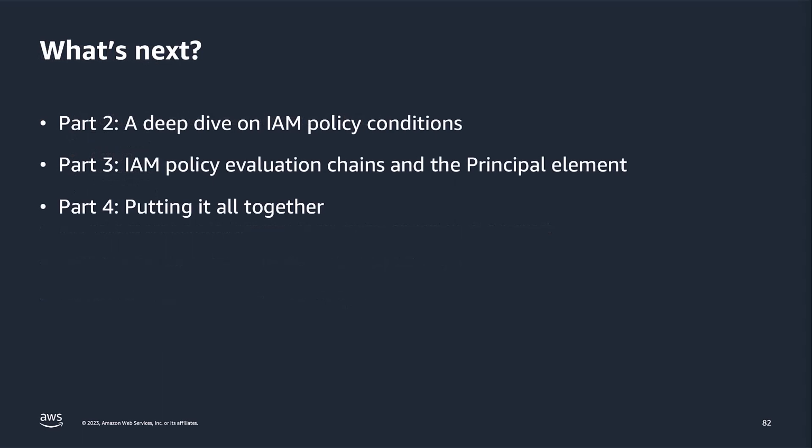So what's next? In part 2, we'll go deep on various policy conditions and talk about how and when to use them. Part 3 is our deep dive on the principal element, where we'll also introduce policy evaluation chains, which will help you understand how the different IAM policies factor into the authorization result. And then part 4, we will put everything together and we'll walk through an authorization request from start to finish.